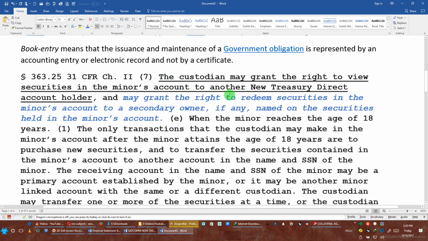So do you not know? Pay attention. The custodian may grant the right to view securities held in the minor's account to another new Treasury Direct account. That means that there's already a Treasury Direct account established. Would you like to know whom you're supposed to be contacting as well? Not just this agency. Do you want to know whom else you're supposed to be contacting? Well, let's go ahead and do this. We're going to do 31 CFR 363.25. Okay?